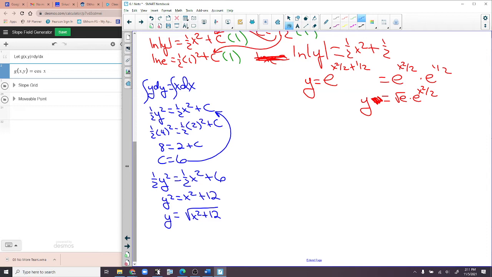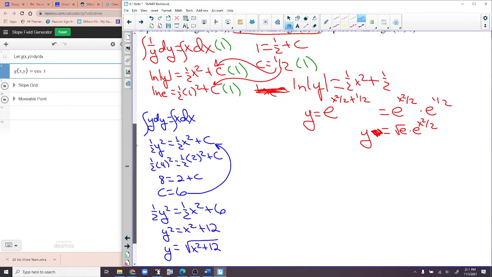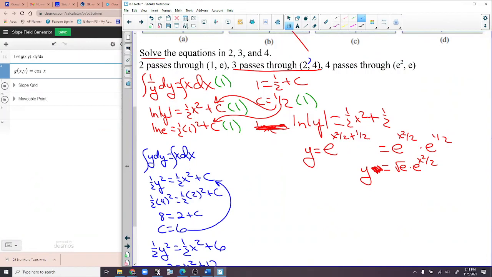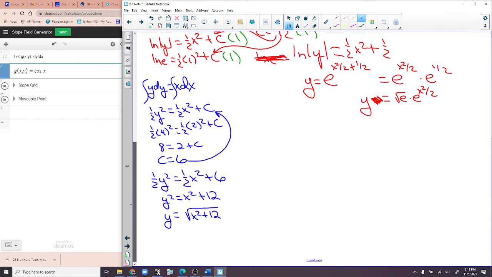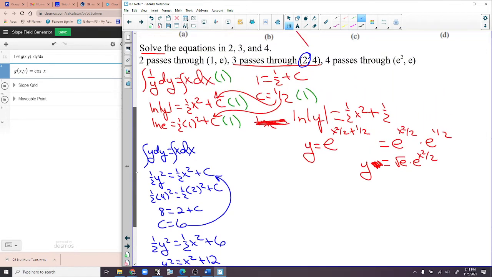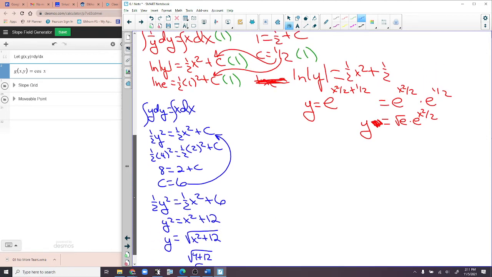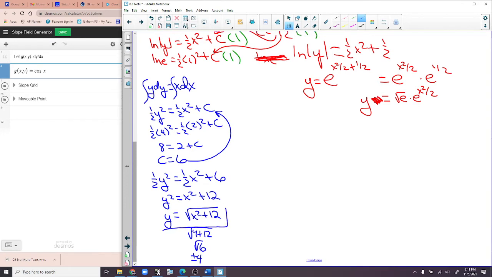So to decide that, what would I get if we plugged 2 in for x? We would get square root of 4 plus 12. We'd get square root of 16. And we could get plus or minus 4. But what is the point that's given? The positive, right? So this is the answer. Do not put the minus.